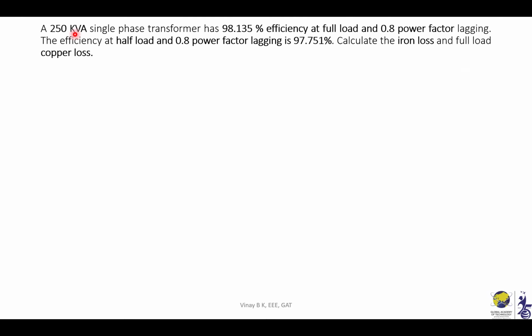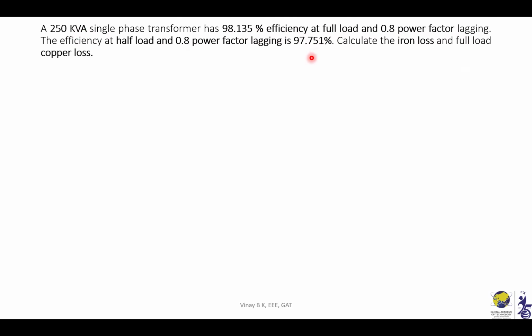a 250 kilovolt ampere single phase transformer has 98.135 percentage efficiency at full load, 0.8 power factor lagging. So now KVA rating is 250, 98.135 percentage of efficiency for full load, 0.8 power factor, and for half load 0.8 power factor, the efficiency is 97.751 percentage. They're asking you to calculate iron loss and full load copper loss.